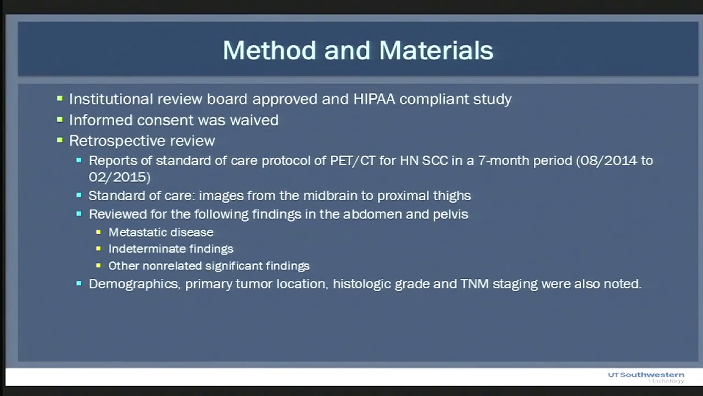So this was a retrospective, IRB-approved and HIPAA-compliant study, and we evaluated the reports of the PET-CTs in patients with squamous cell carcinoma of the head and neck for the findings in the abdomen and the pelvis. And we classified the findings in 3 categories: metastatic disease, indeterminate findings, which we could not say at the time of reading, and also other non-related significant findings in the abdomen and pelvis. The demographics and the primary tumor characteristics were also noted.